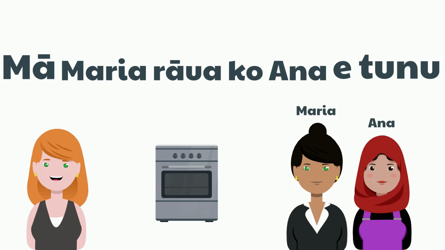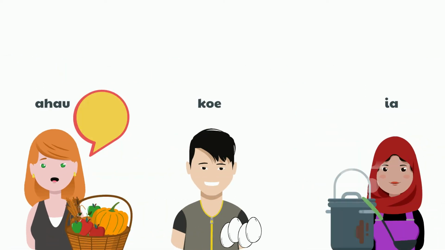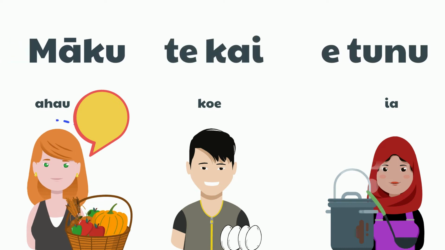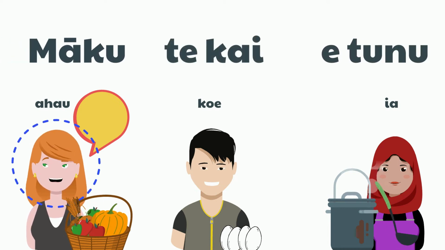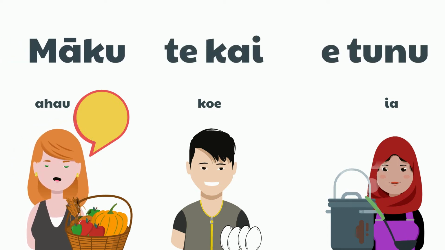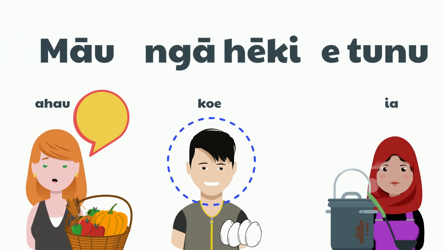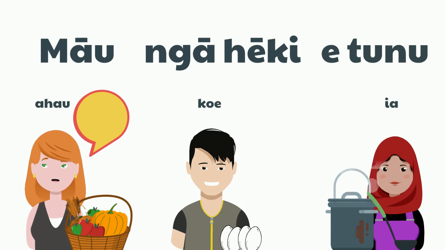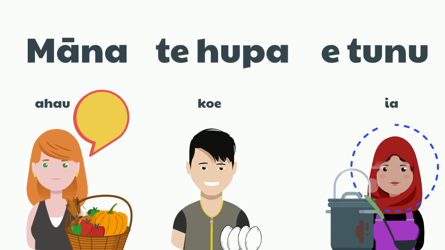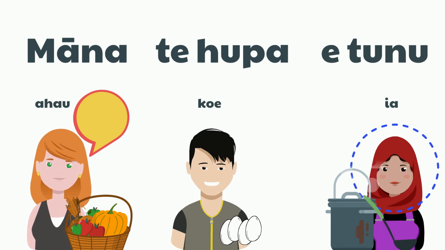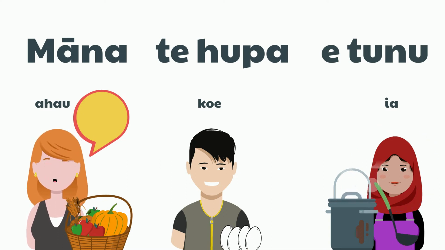We can add what they will cook after the agent. For example, Māku te kai e tunu. I will cook the food. Māu ngā hēki e tunu. You will cook the eggs. Māna te hupa e tunu. He or she will cook the soup.